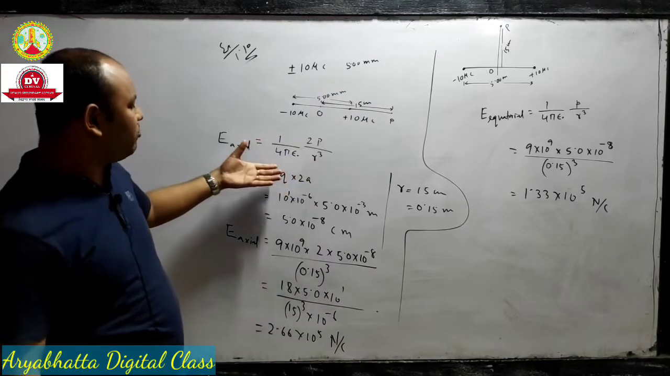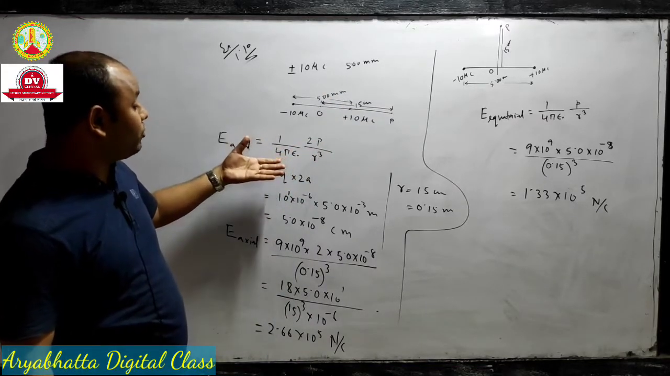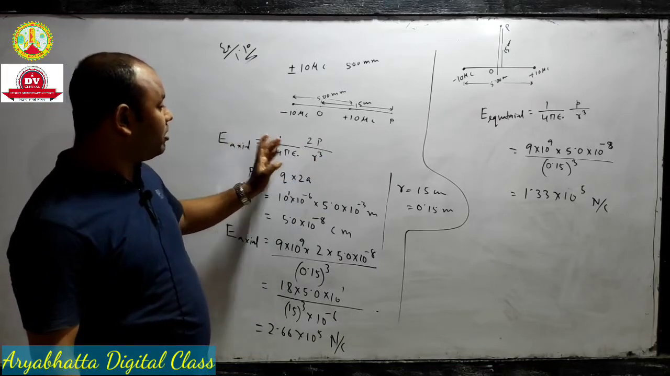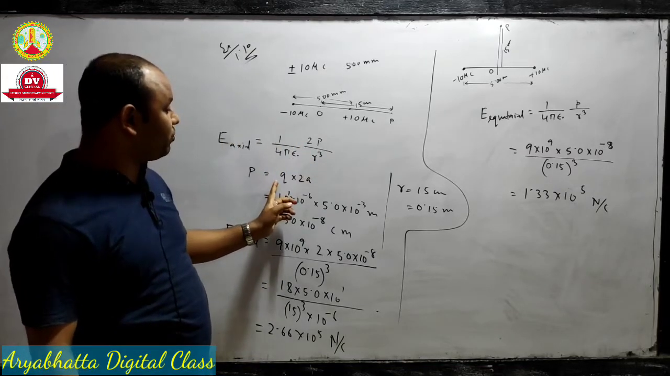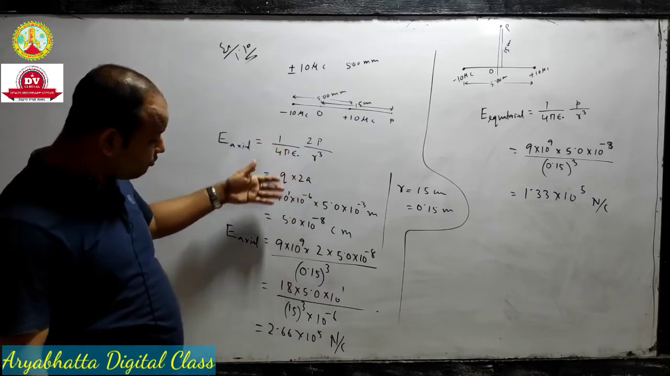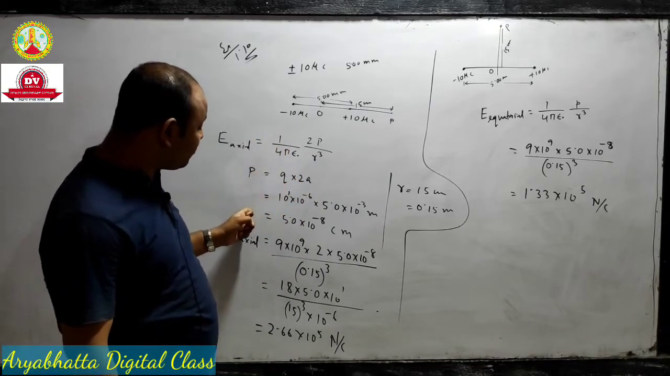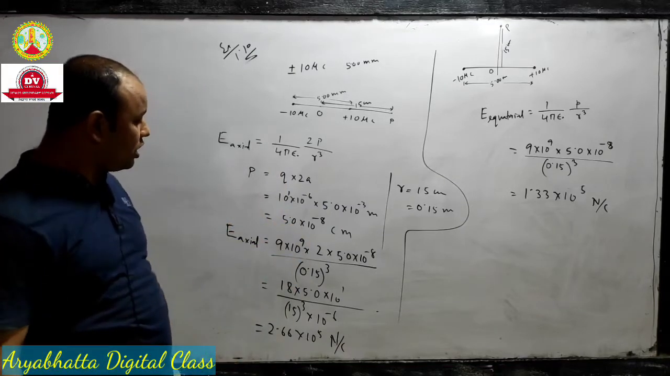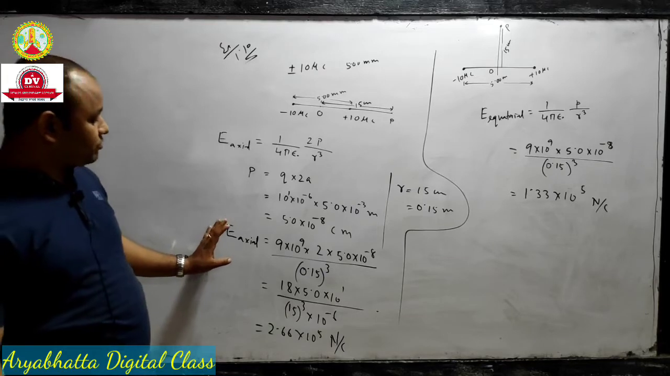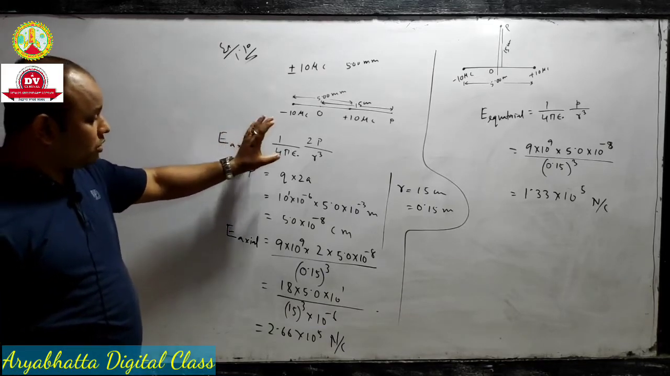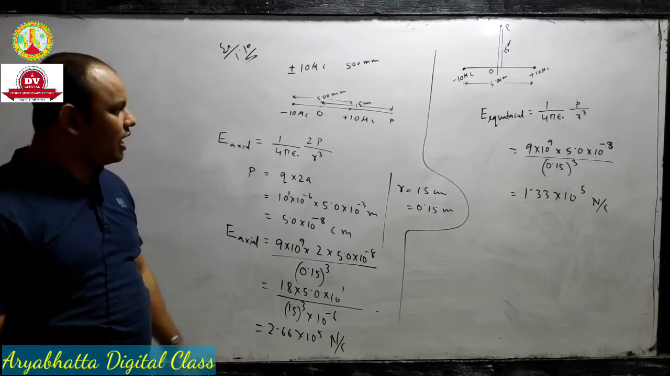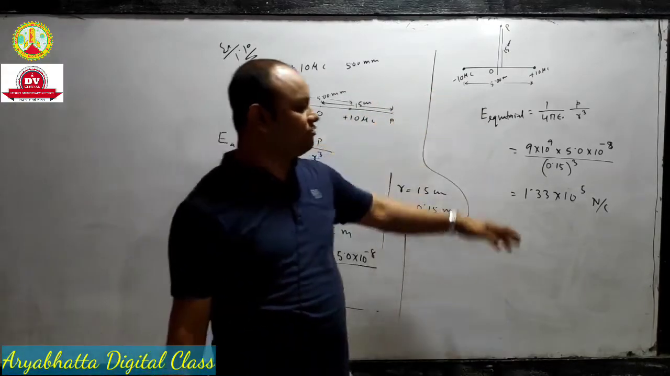This is the formula for the electric field at any point on the axial line. Here P is the dipole moment, which is equal to the charge times the separation between them. If you solve this, the value of dipole moment is 5.0 into 10 to the power minus 8 coulomb meter, and we put the values of the dipole moment P and R to find this answer. And on the equatorial line, this is the value.